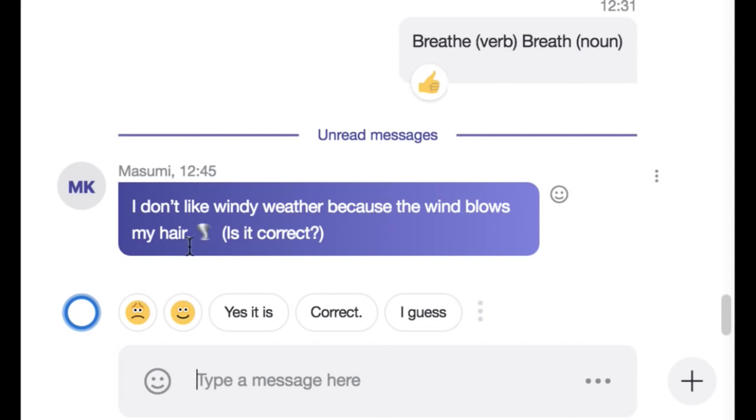But just the wind blowing my hair doesn't really tell us what the problem is. The wind blows my hair out of place might be a good way to say it. The wind blows my hair out of place, or the wind blows my hair about, would make it sound like it's become messy because of the wind. I hope that makes sense. Okay, hopefully that's all clear.